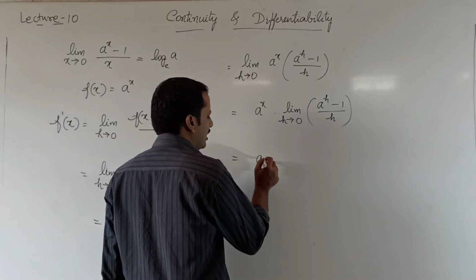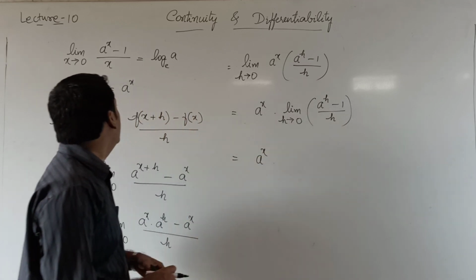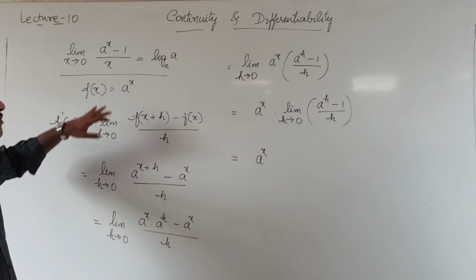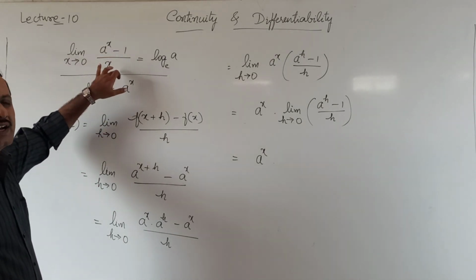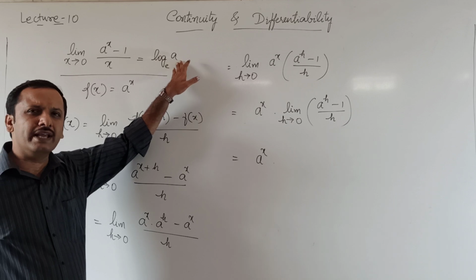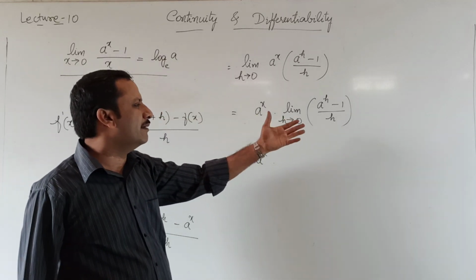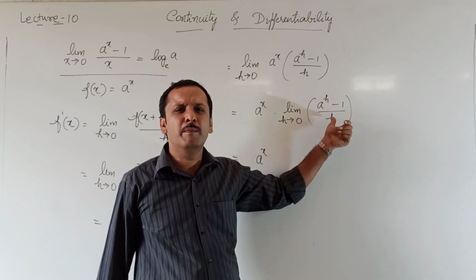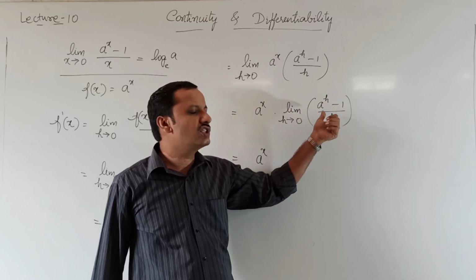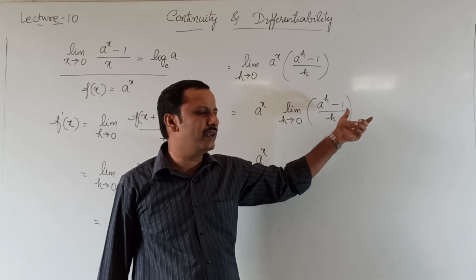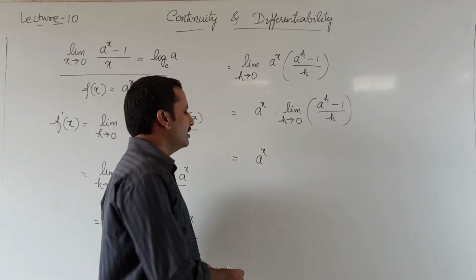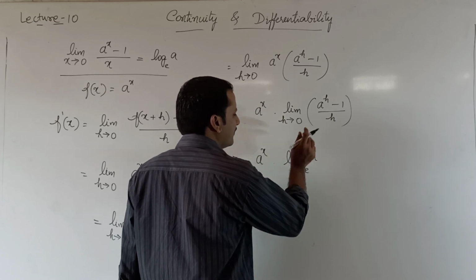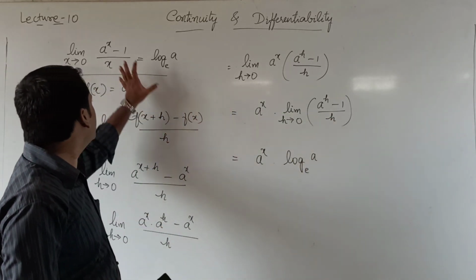That's equal to a power x into, look here. Here we have the formula, limit x tends to 0, a power x minus 1 divided by x is equal to log a to the base e. Now limit h tends to 0, a power h minus 1 by h is nothing but log a to the base e.